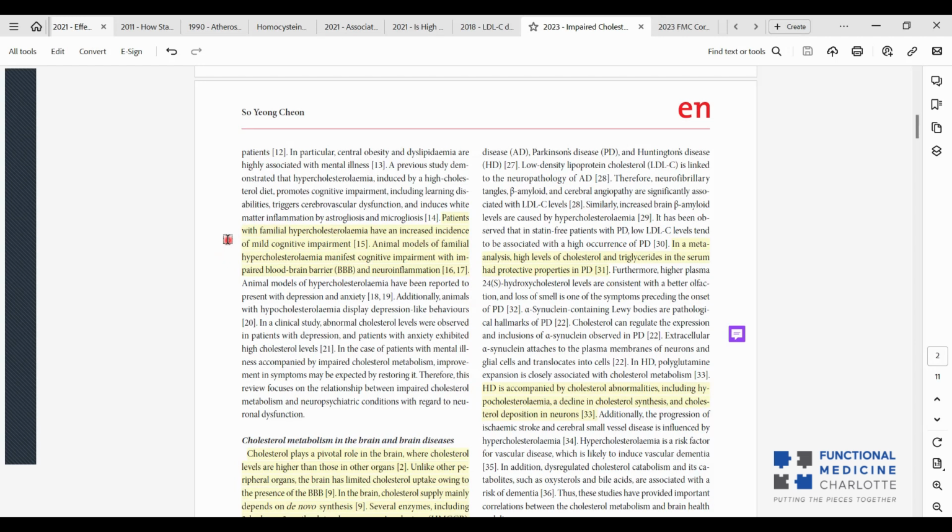Animal models of familial hypercholesterolemia manifest cognitive impairment with impaired blood-brain barrier and neuroinflammation. So if patients with familial hypercholesterolemia have increased incidence of mild cognitive impairment, and animal models of animals with that familial hypercholesterolemia manifest the cognitive impairment with impaired blood-brain barrier and neuroinflammation, well, then maybe even in people with the genetic issue, if we promote healthier blood-brain barrier integrity and reduce neuroinflammation as much as we can, maybe those would be people with the genetic issue that don't manifest mild cognitive impairment or dementia.